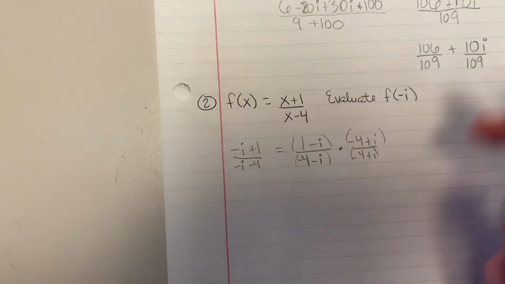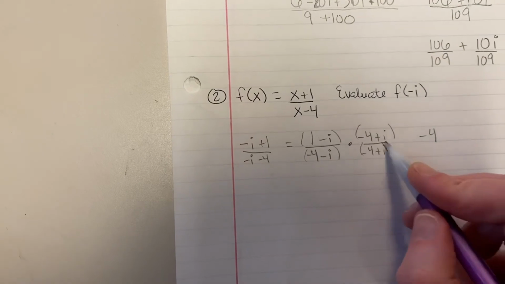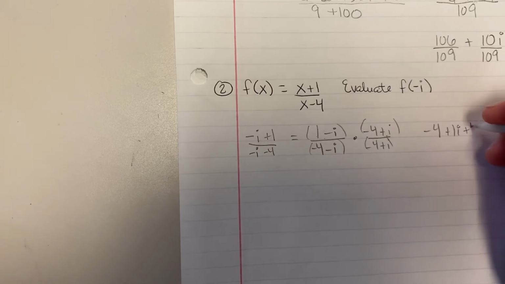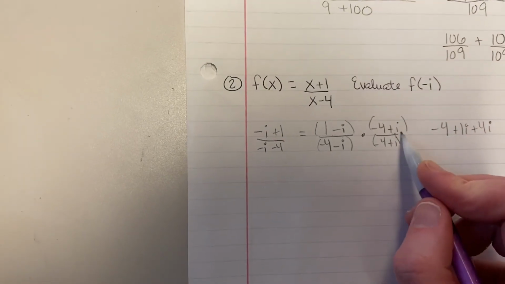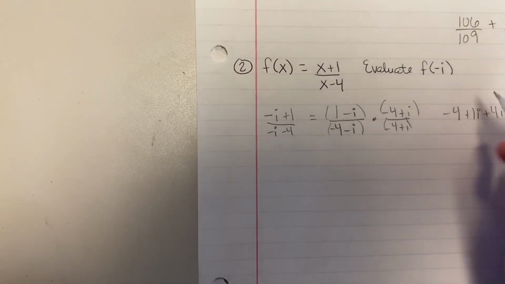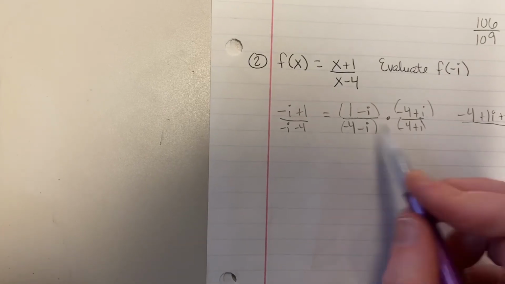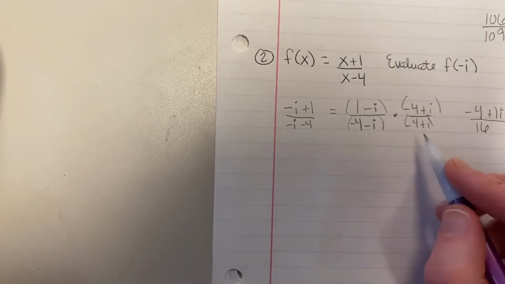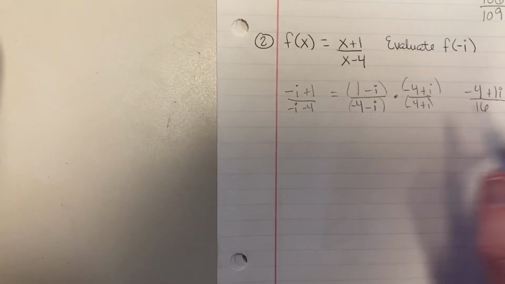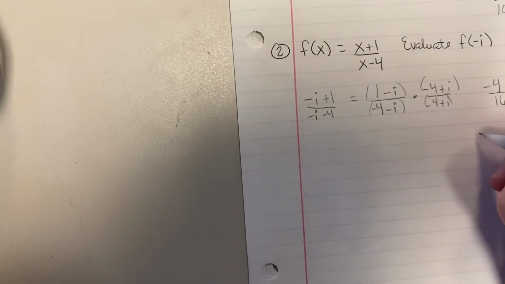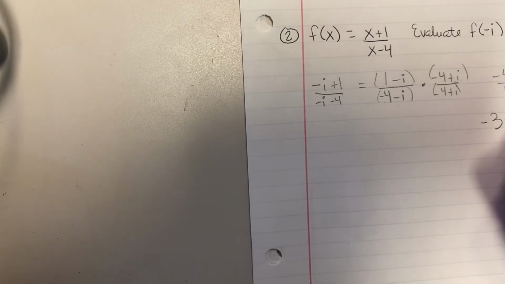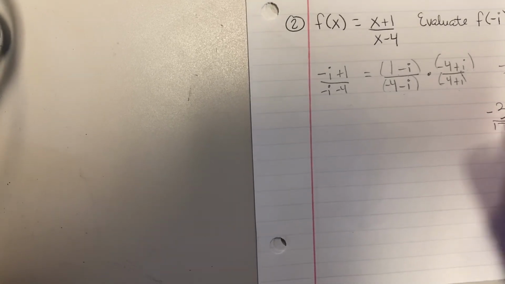Okay, so 1 times negative 4 is negative 4. 1 times i is positive 1i. Negative i times negative 4 is positive 4i. Negative i times positive i is negative i squared, so that ends up being a positive 1. On bottom, this times this is positive 16. Negative i times i is negative 1i squared, so that becomes a positive 1. So I have negative 3 here plus 5i over 17.